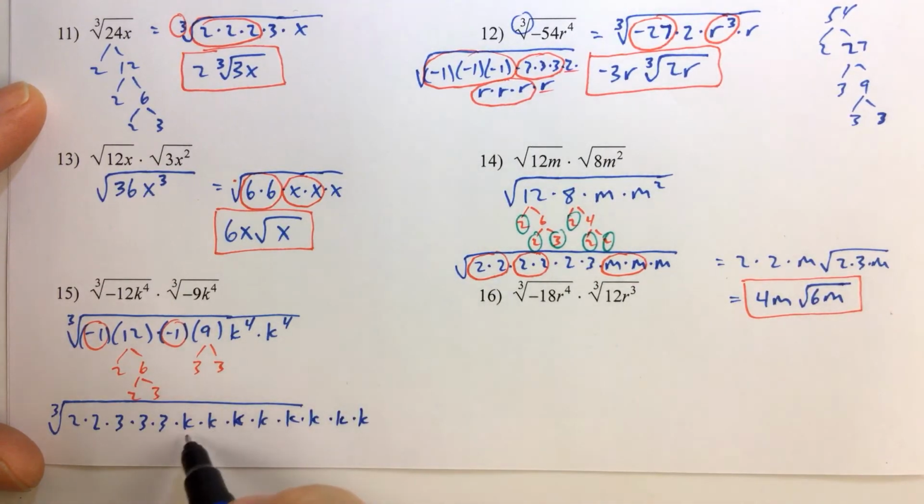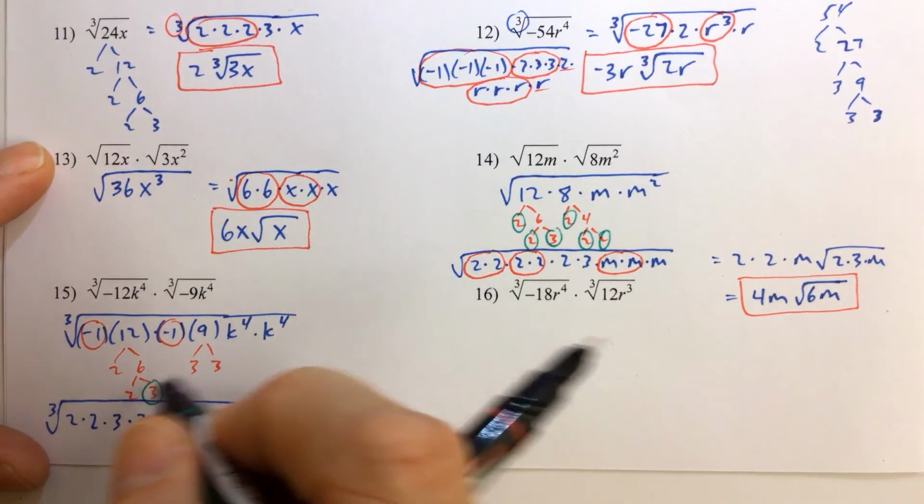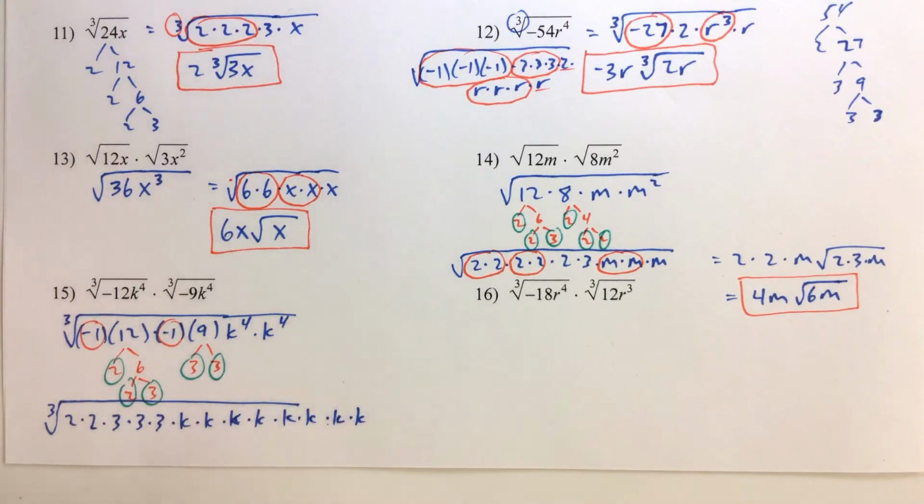Did we get them all? 1, 2, 3, 4, 5, 6, 7, 8. We have the 3 3's. 1, 2, 3. We've got those 3, and then we've got the 2 2s. So we're just going to double check and make sure we're getting everything right.